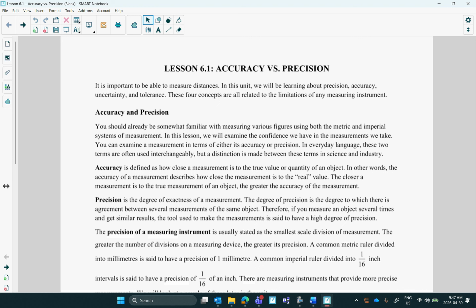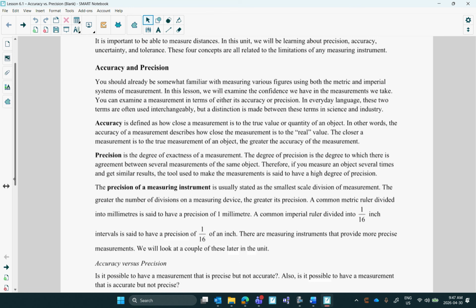So a lot of people think, and they do this often, they use these two words interchangeably. They think that they mean the same thing. Technically, they don't. Okay? Accuracy, as you see here, is how close a measurement is to the true value or the quantity of the object.